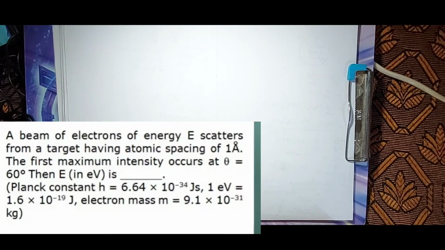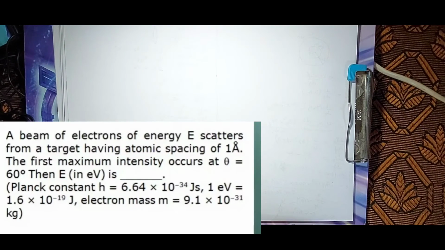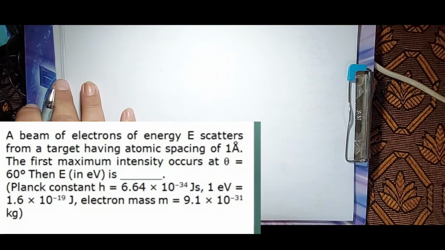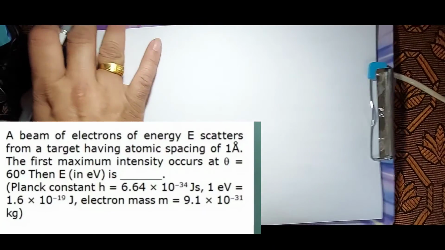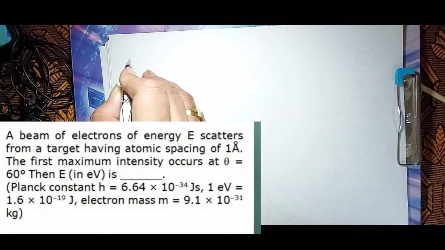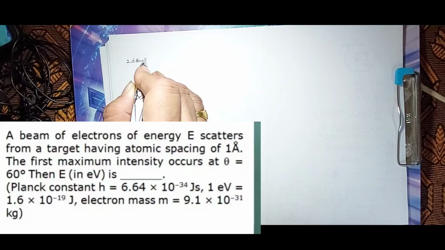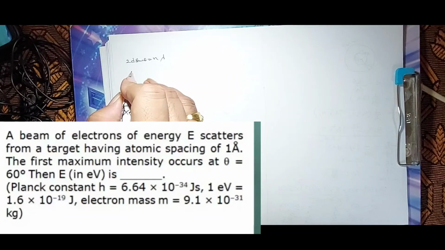A beam of electrons of energy E scatters from a target having atomic spacing 1 angstrom. The first maximum intensity occurs at theta is equal to 60 degrees. Then energy is? The first maximum intensity, condition for maximum intensity. Here 2d sin theta is equal to, we know that, n lambda. So, for first maximum n is equal to 1.